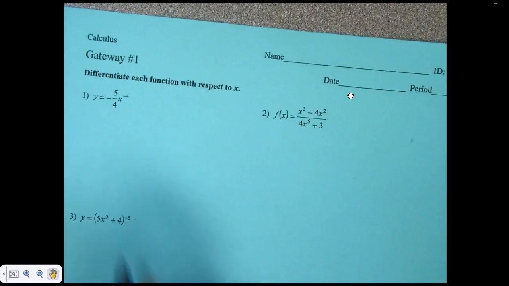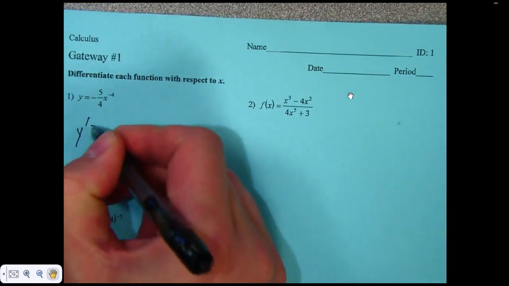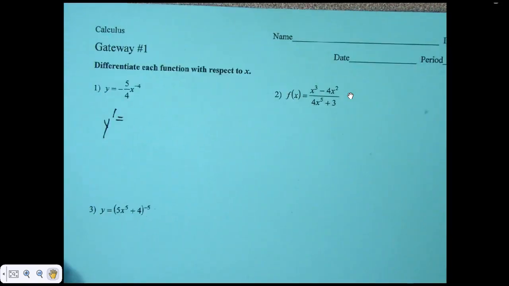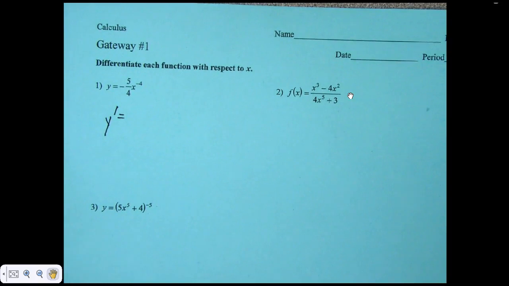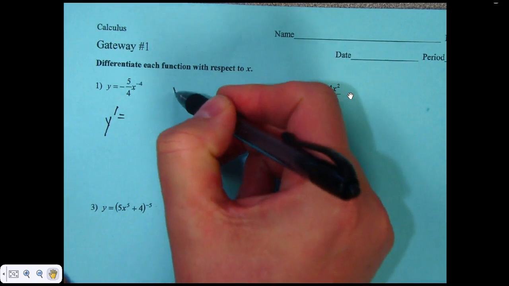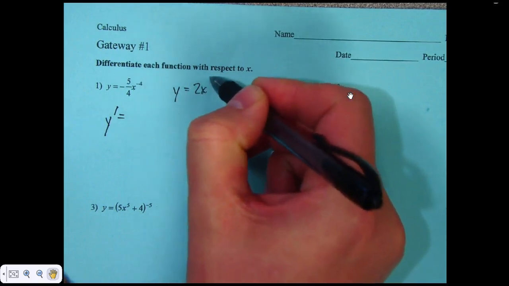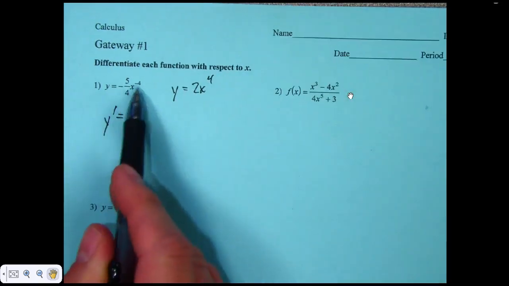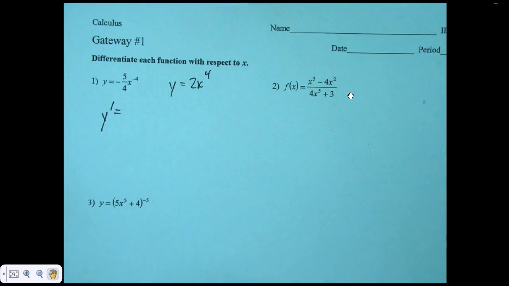So, the first one I can just do right on here. There's no special rule here. There's no chain rule, because you don't have a big guy and a little guy. You just got x raised to a power. So this is similar to if it was y equals 2x to the 4th. It's just a fraction of negative, so it looks a little more confusing, but it's the same idea.